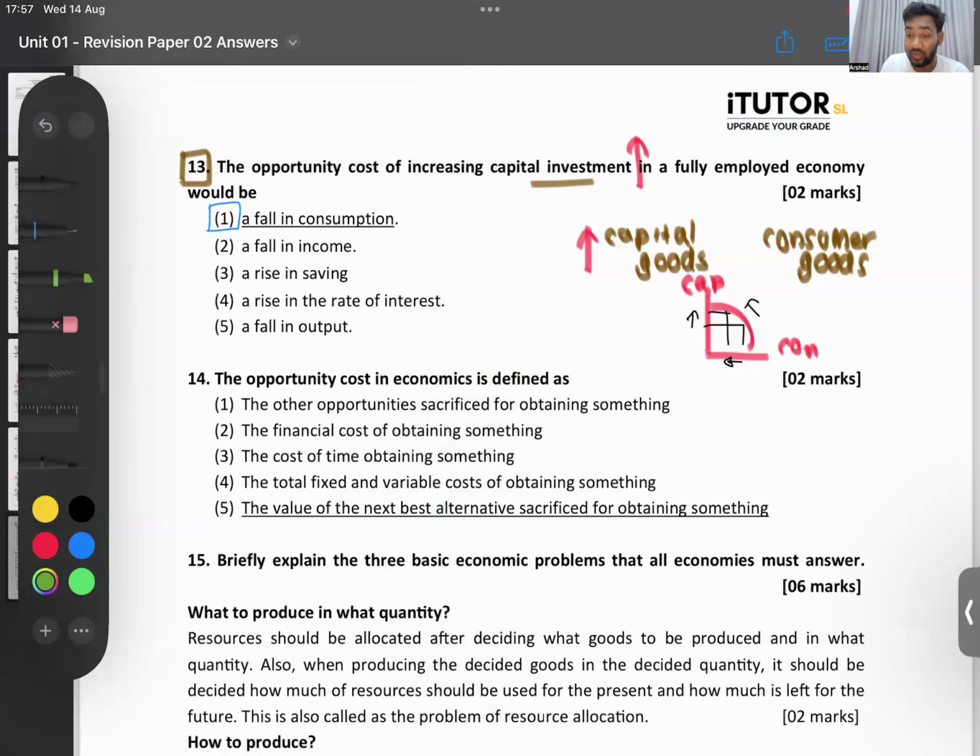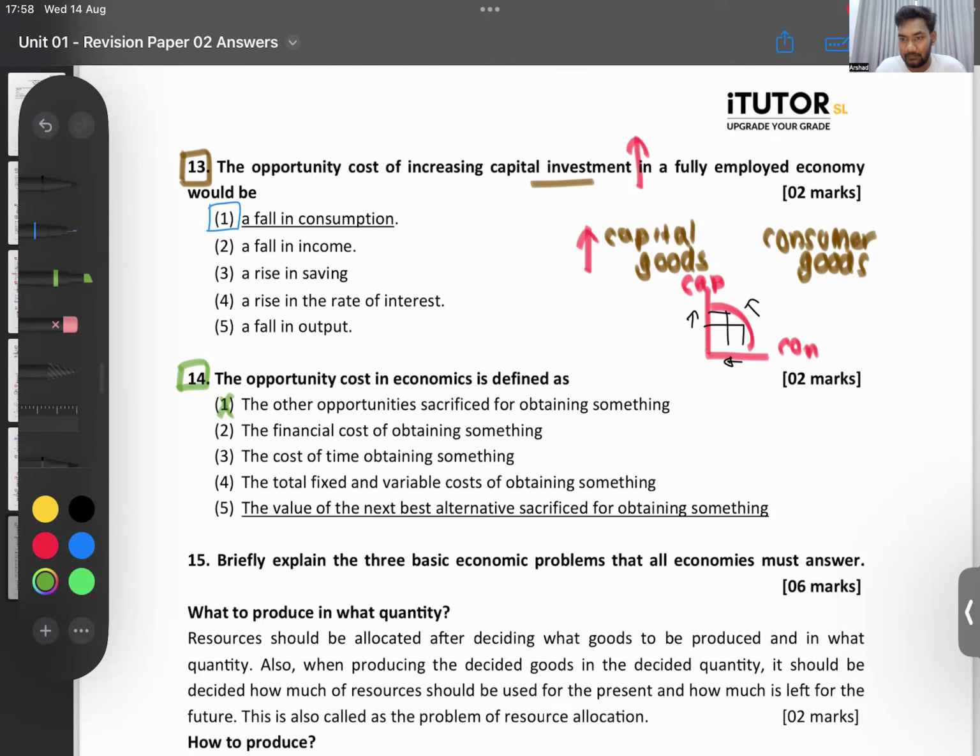Okay. Question 40. Opportunity cost is defined as. How do you define opportunity cost? Can you say opportunity cost is all the other opportunities sacrificed for obtaining something? Is it all the other opportunities? No, opportunity cost is only the next best one. Therefore, not this. Broadly, if an economy can produce capital goods and consumer goods, those are the two types of goods. So if they increase capital goods, what is the opportunity cost? There will be a fall in consumer goods. That's why we say a fall in consumption.